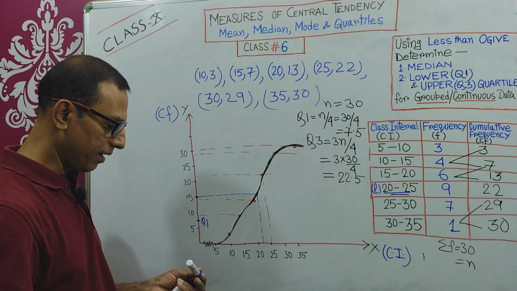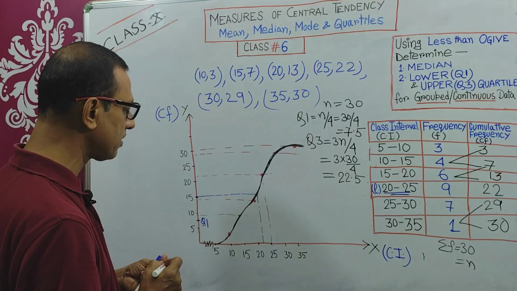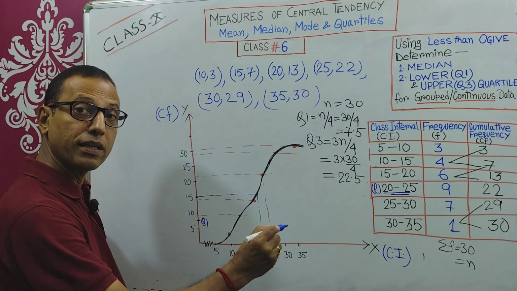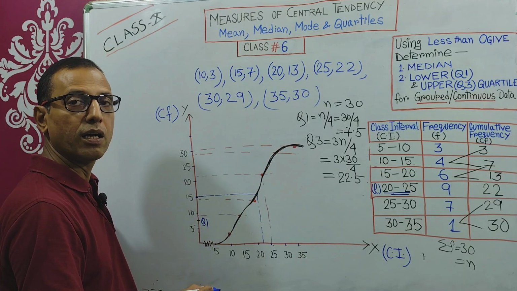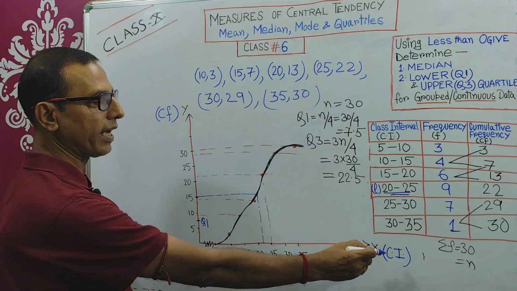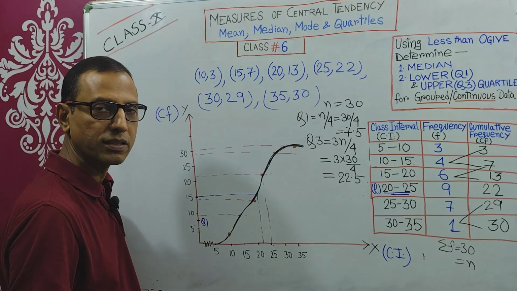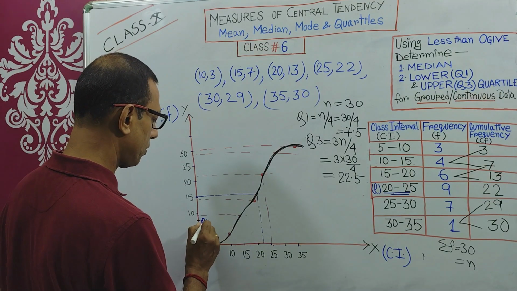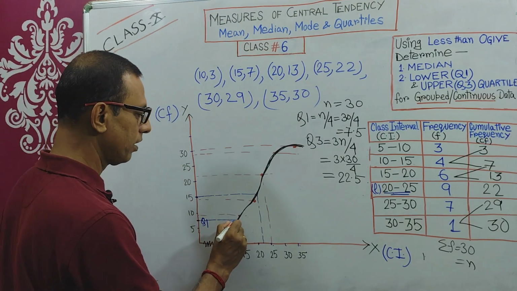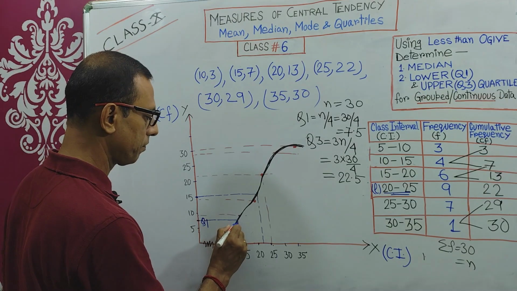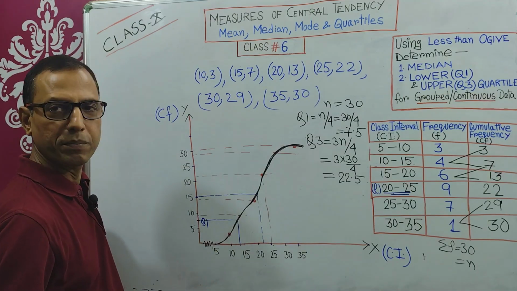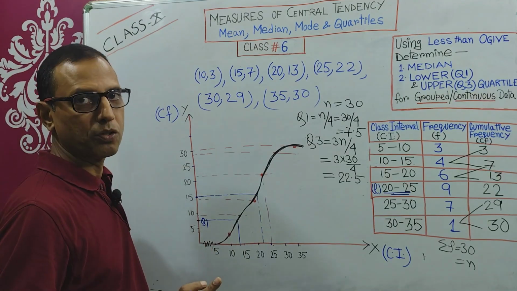Now, if I extend this line, extend means you need to draw the parallel line to the x-axis, right? Where it intersects this less than ogive curve, from there you draw the perpendicular on the x-axis, which represents the class interval. Now it is intersecting at this point. Now I will draw the perpendicular from here. So it is just nearby 15 point. This is the way you need to find out.